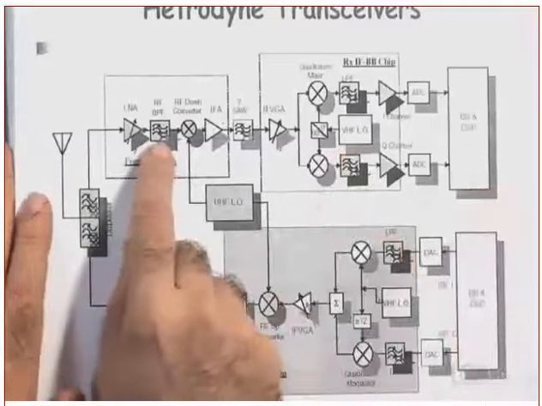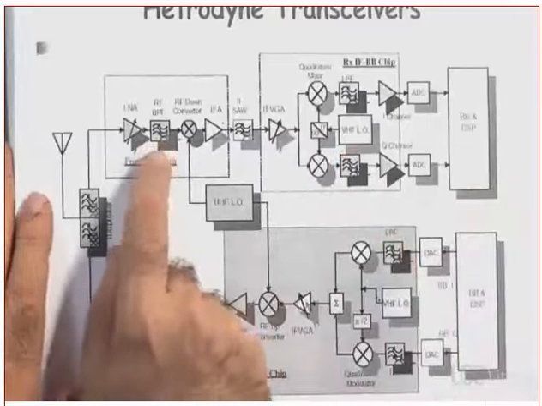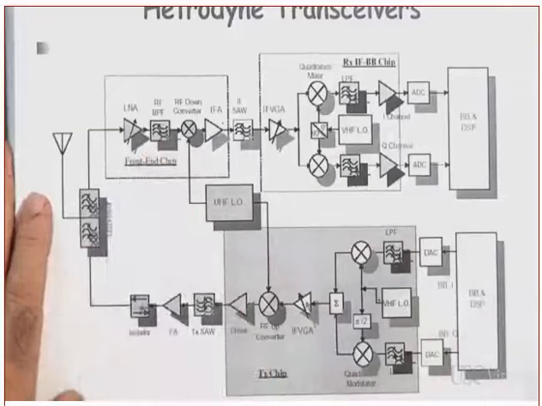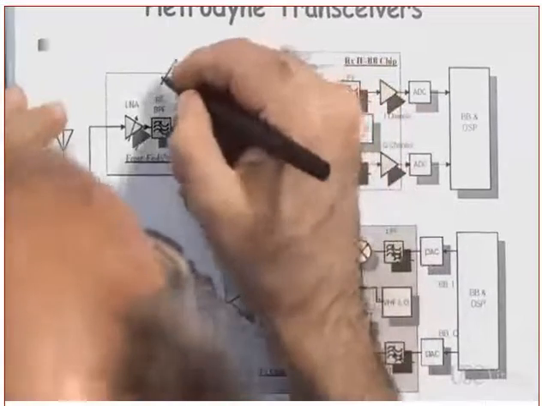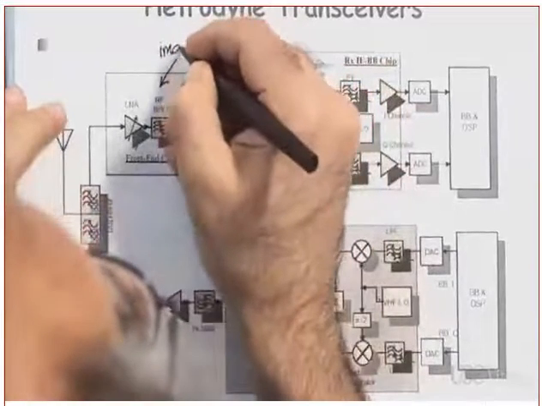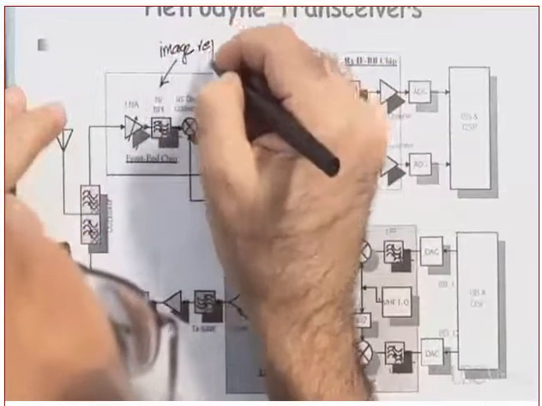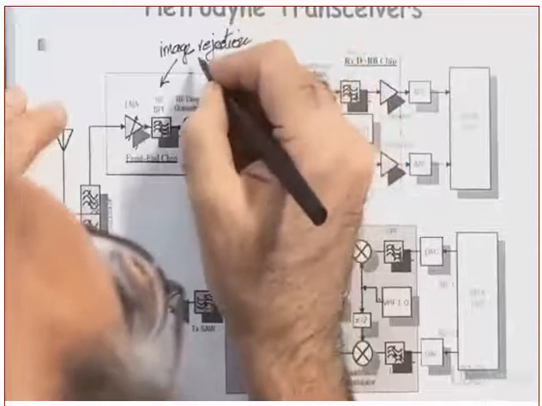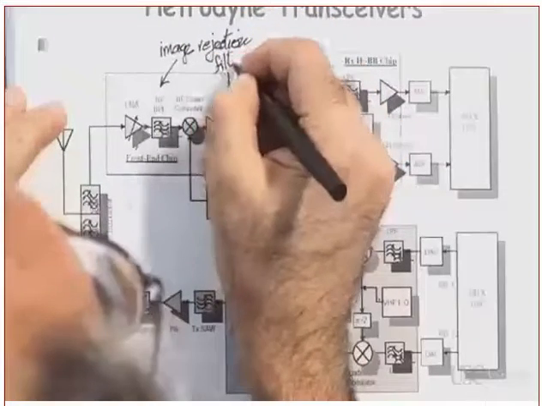What is this filter? We'll talk about it in just a second. Question: is it a bandpass filter? That is called what? The image rejection filter. This one we call the image rejection filter. And we will talk about this in just a second in detail, how they design the image rejection filter.